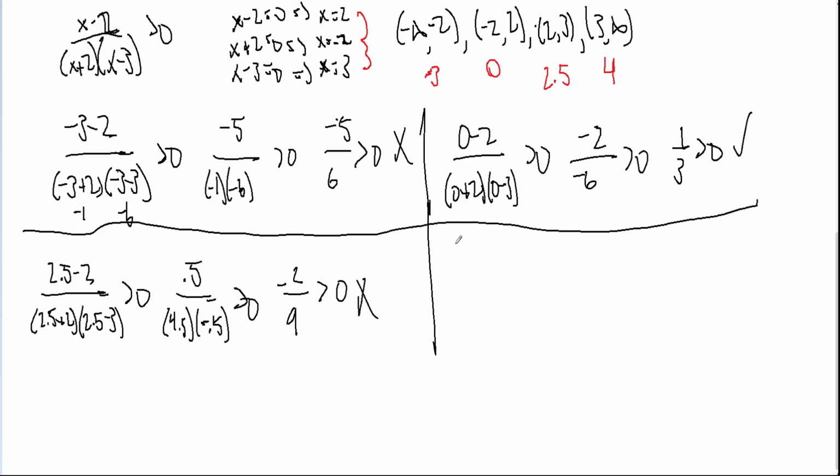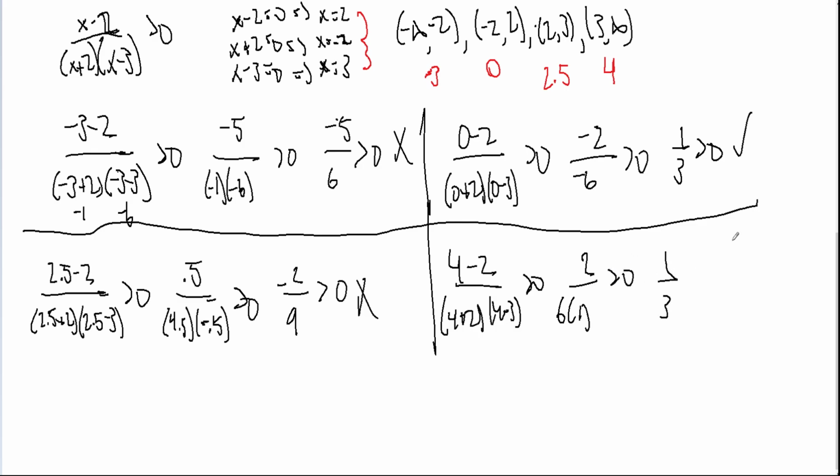Okay, and then our last one is x equal to 4, so we have 4 minus 2, 4 plus 2, and 4 minus 3 greater than 0. So we have 2 divided by 6 times 1, and again we end up with 1/3, which is greater than 0. So our solution set would then be going from negative 2 to 2 in union with 3 to positive infinity.